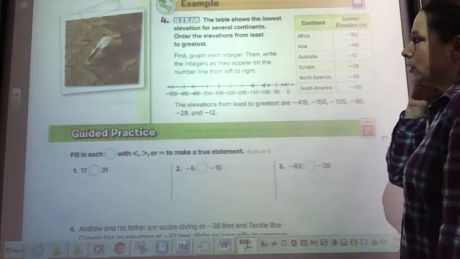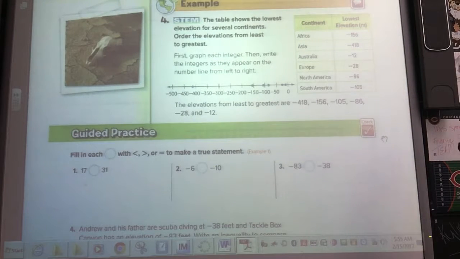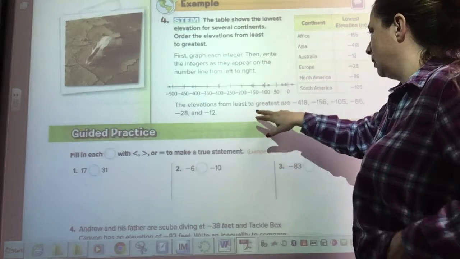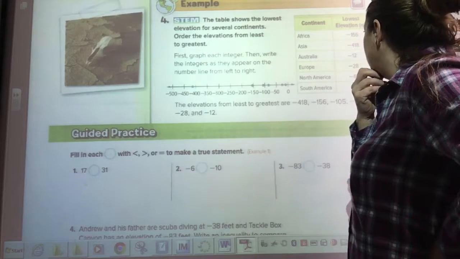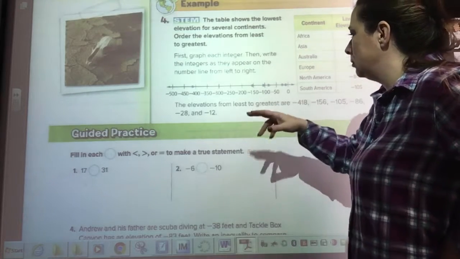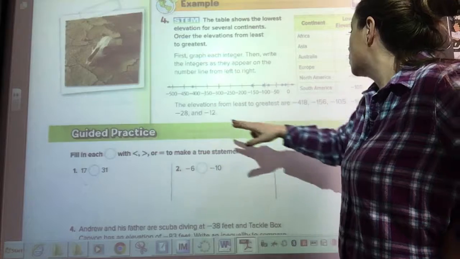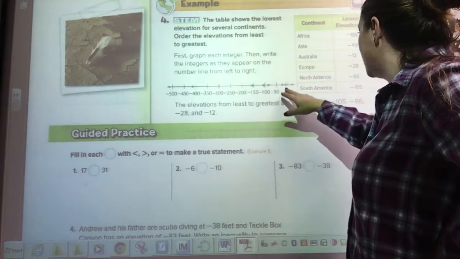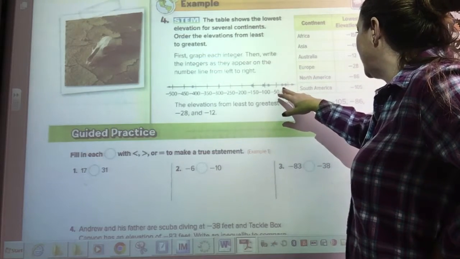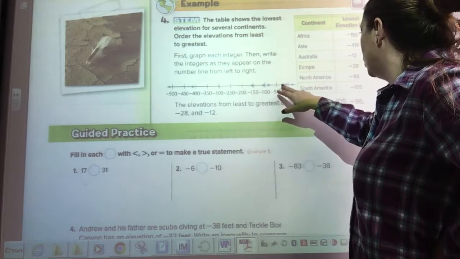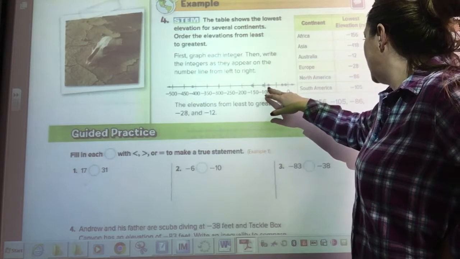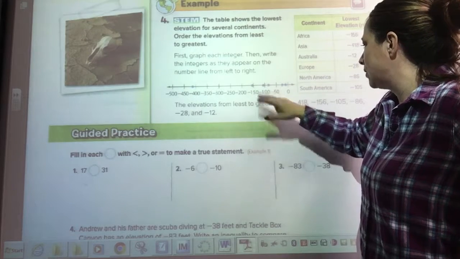All right, let's look at this. The table shows the lowest elevation for several continents. Order the elevations from least to greatest. So they want us, and they already did that for us. That was nice of them. So they plotted that Africa is negative 156, so that would be right here. Asia is negative 418, right here. Australia is negative 12, that's got to be right in here. Europe, negative 28, that's right here. North America, negative 86. And South America, negative 105, that's right there.